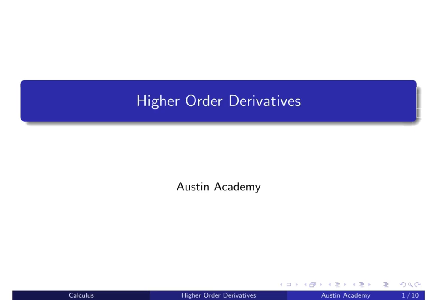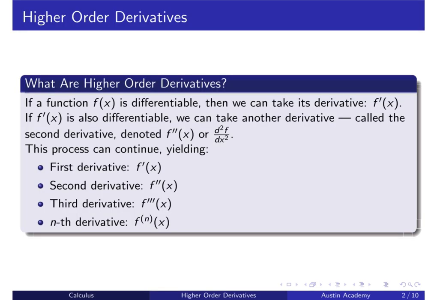Alright, let's get started. What are higher order derivatives? If a function f of x is differentiable, we can take its derivative, that's f prime of x. If f prime is also differentiable, we can take the second derivative, denoted f double prime of x, or d squared f over dx squared.